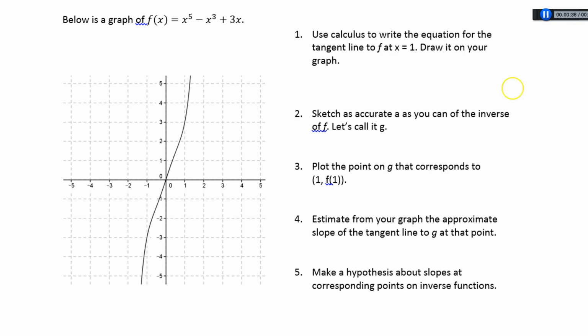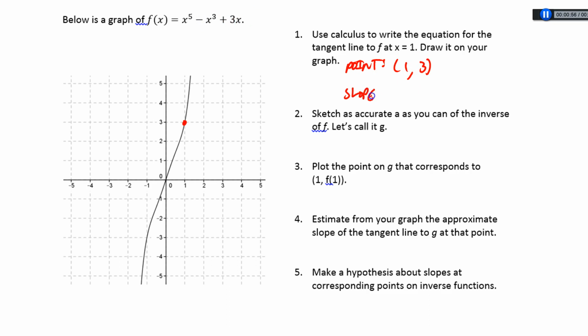So we're going to use calculus here to write the equation for the tangent line to this function at x equals 1, and we'll draw it on the graph. So at x equals 1, that's going to correspond to right up here. So we use calculus to do this. So we have a point and a slope. Our point is going to be 1, and then f of 1. So 1 minus 1 is 0, plus 3 is 3.